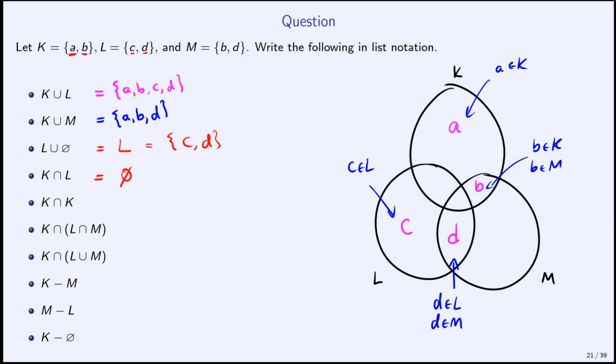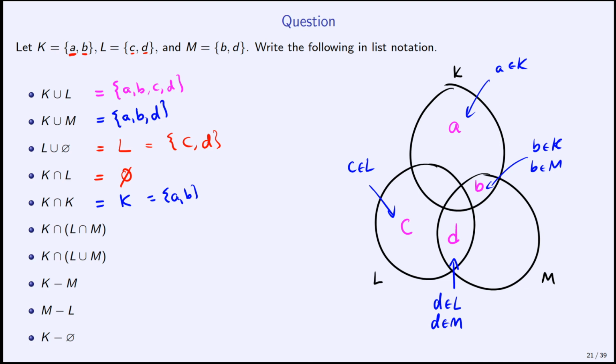Okay, let's do K intersection K. Okay, so I want everything that is in K and also in K, so this is just taking K on its own. So in this case, it's just A and B. So visually, it's just everything in the K region, which is A and B. If you ever have a set and you take its intersection with itself, or you take its union with itself, it doesn't do anything. You just keep that same set.